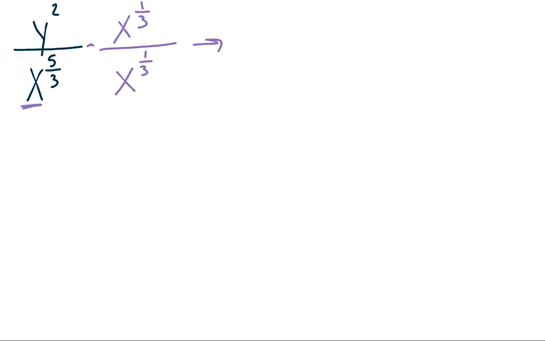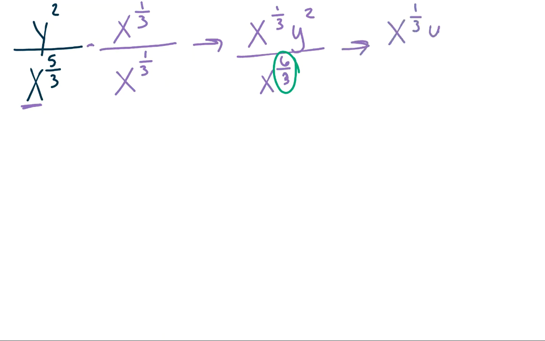Now on the top, I can't really do anything with this x and this y, but I can go ahead and write it as x to the 1/3 y squared. I like my letters in ABC order. And then in the denominator, I have x to the 6/3. And you can see that this 6/3 right here is going to become 2. So my final answer is x to the 1/3 y squared all over x squared. In my final answer here, I have a fraction exponent, but it's not an improper fraction, so it's allowed to stay there. And my denominator has no fractions.